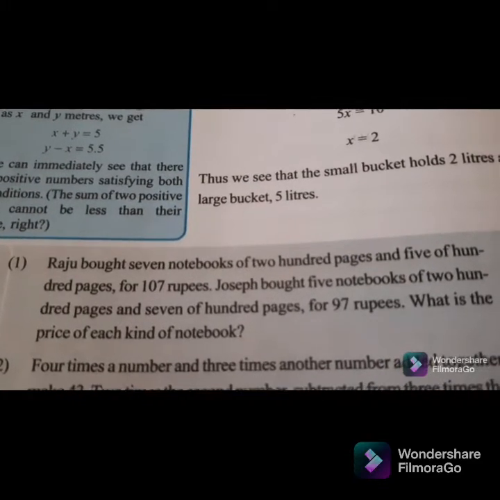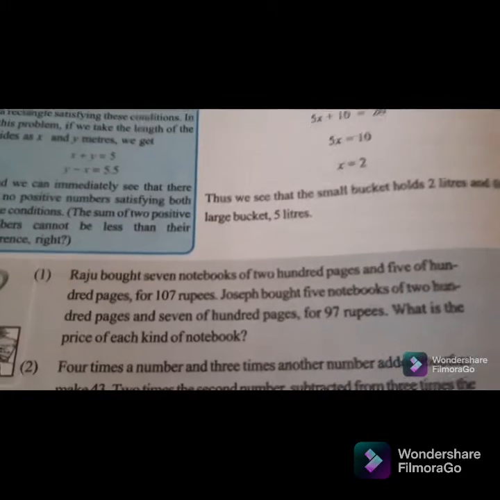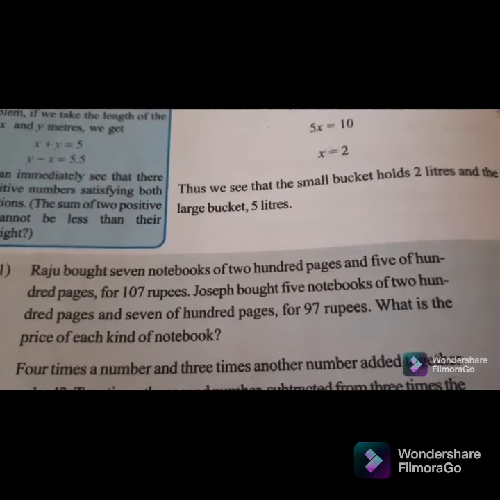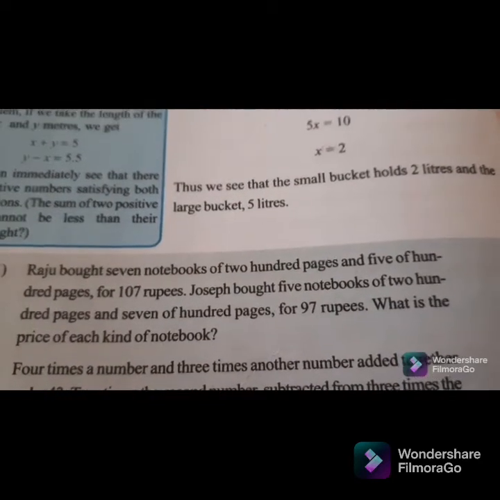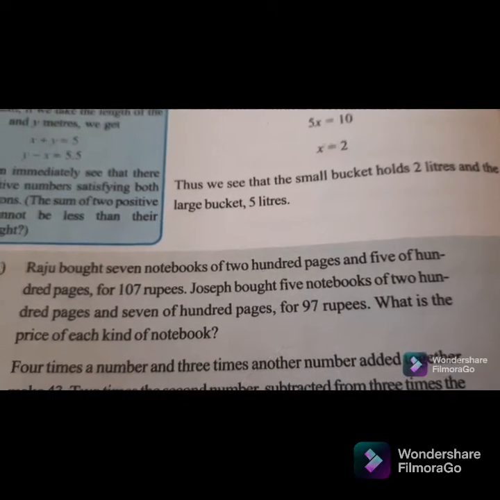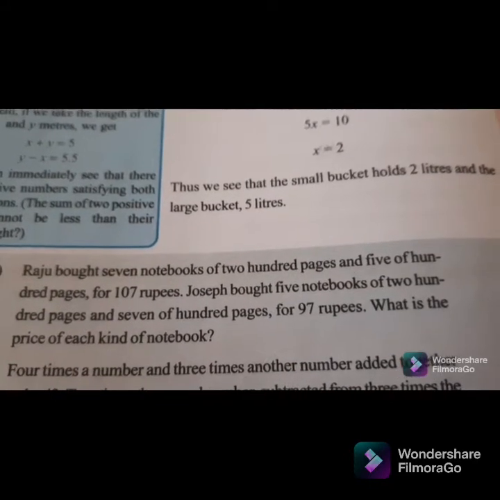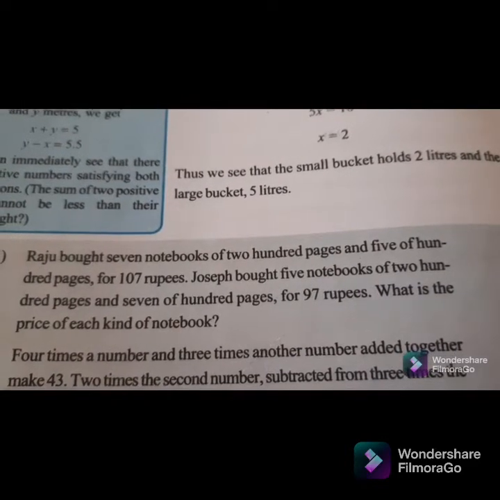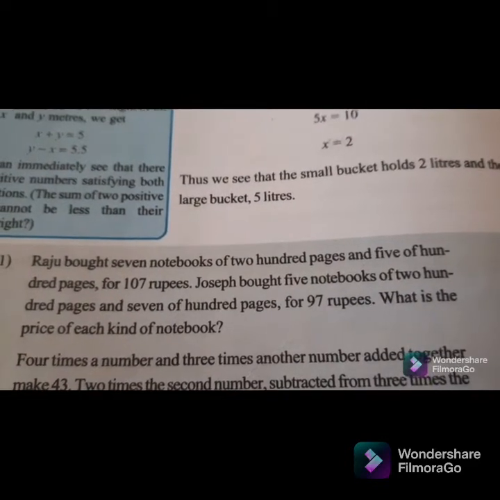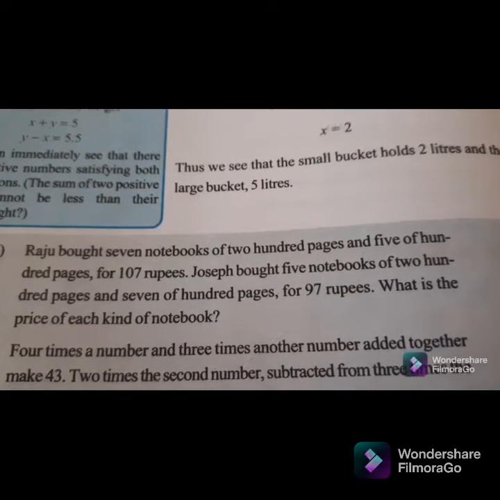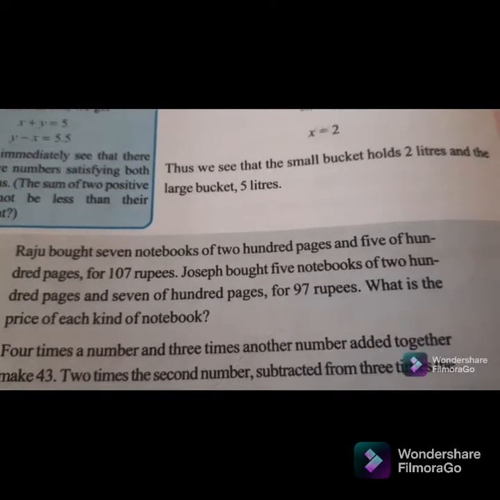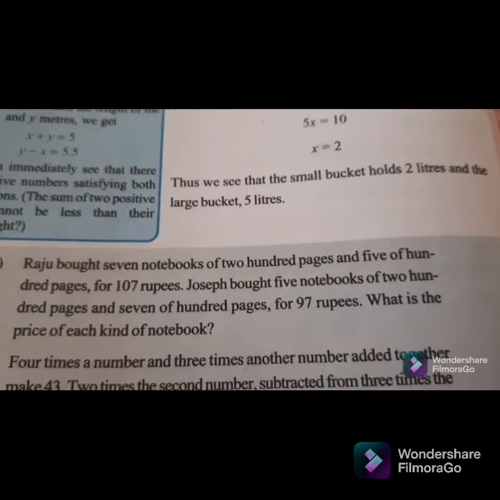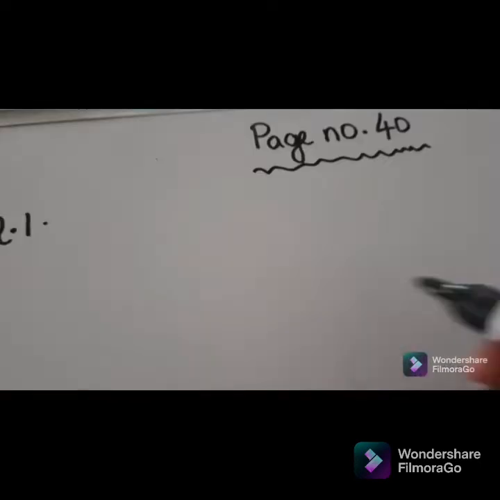Raju bought 7 notebooks of 200 pages and 5 of 100 pages for 107 rupees. Joseph bought 5 notebooks of 200 pages and 7 of 100 pages for 97 rupees. What is the price of each kind of notebook?